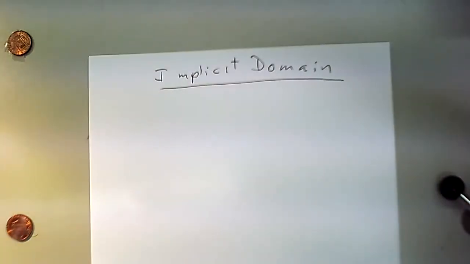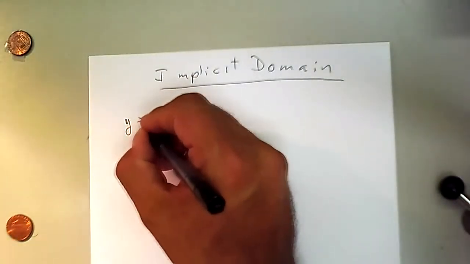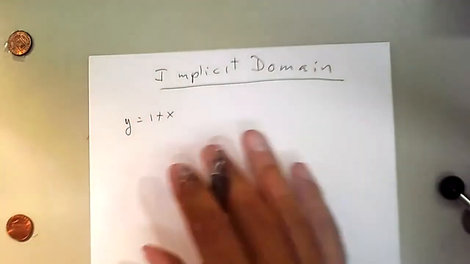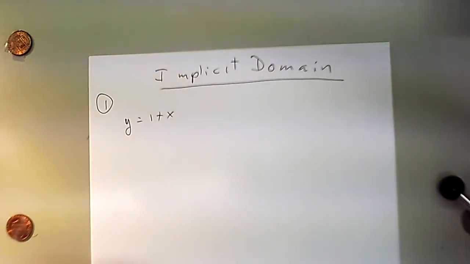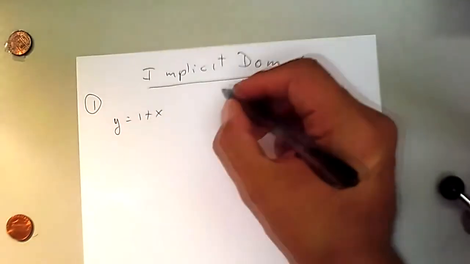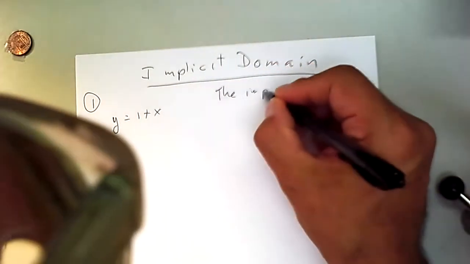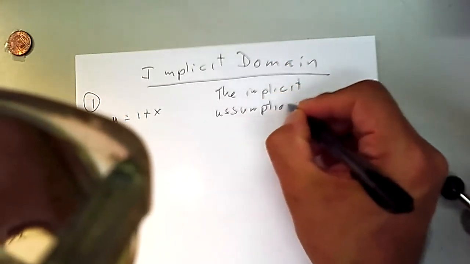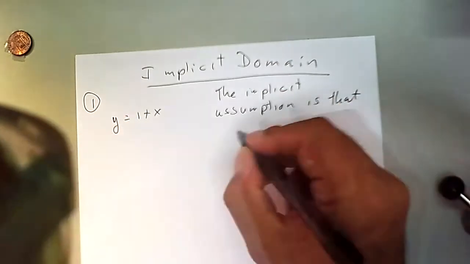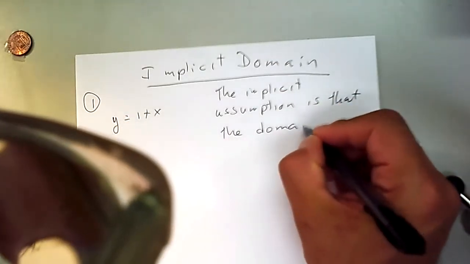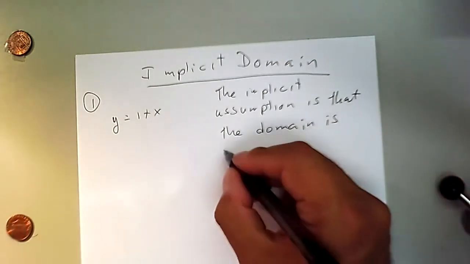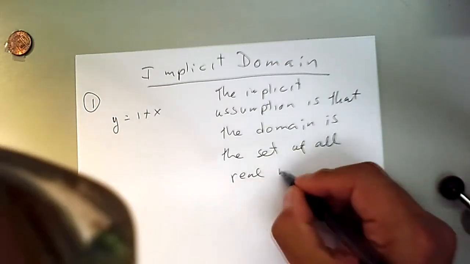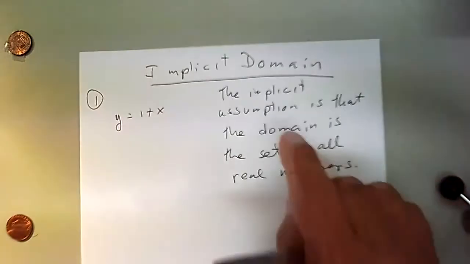Implicit domain. So when we have a formula such as y equals 1 plus x, the assumption, and that's it, nothing else. Let's label this as example 1, because we're going to do a few examples. The implicit assumption is that the domain is the set of all real numbers.